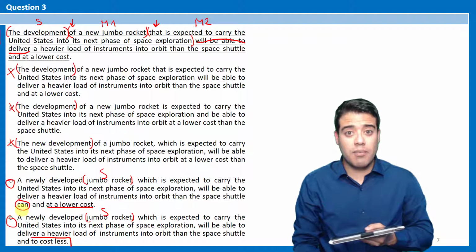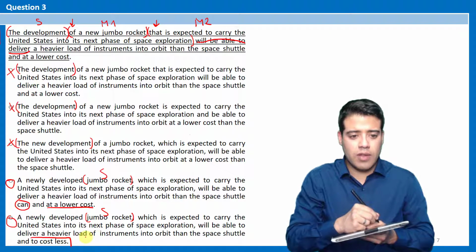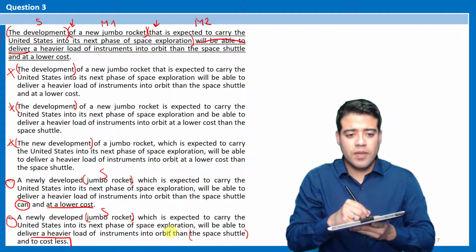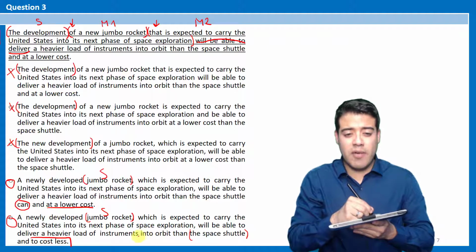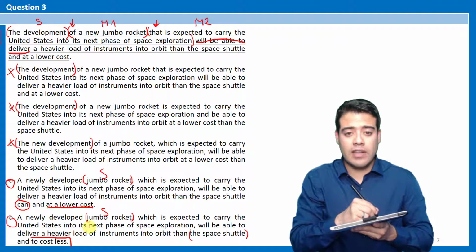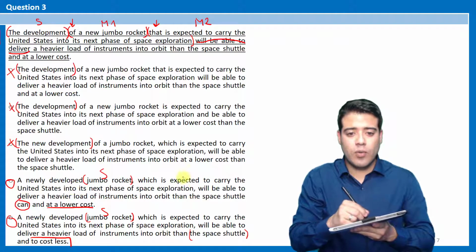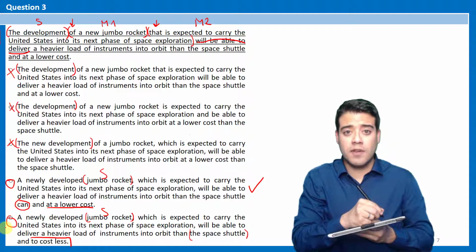Lesson number 3 actually. So here in E you have will be able to deliver a heavier load of instruments into orbit than the space shuttle. So the comparison here is incomplete. Actually, it sounds like you have a heavier load than the shuttle. It's comparing the load to the shuttle, and that doesn't work. Okay, and there are other issues here that we will analyze later in another lesson. So the best choice, the right comparison, was D. Okay, this was a bit more difficult than the previous question.